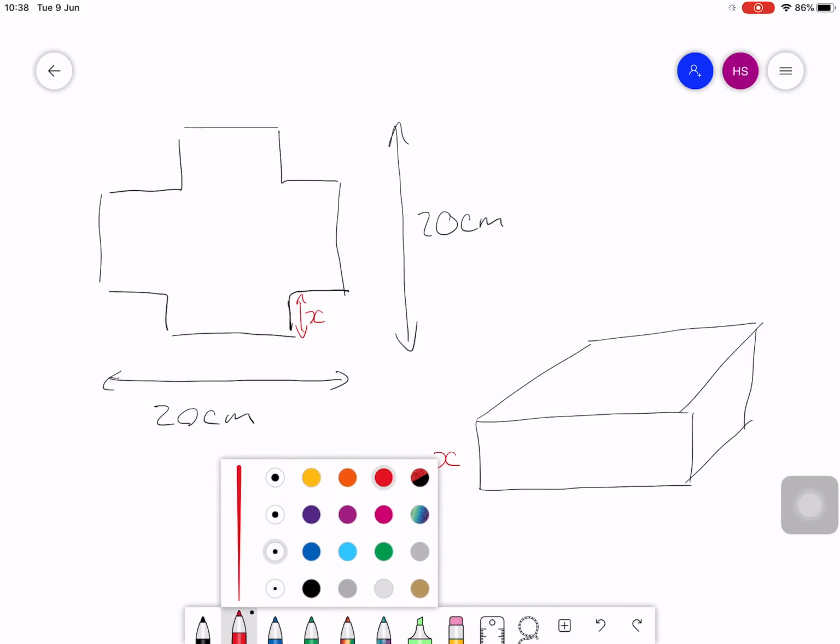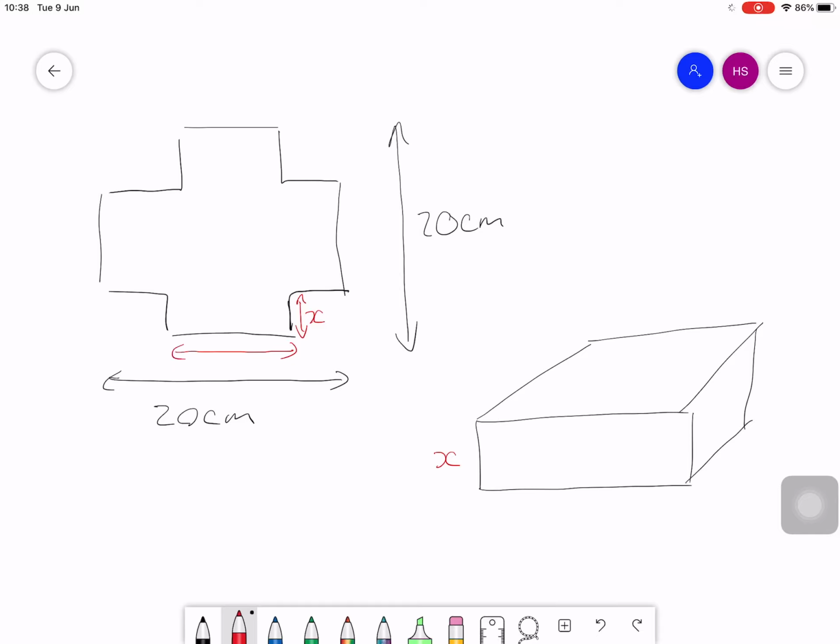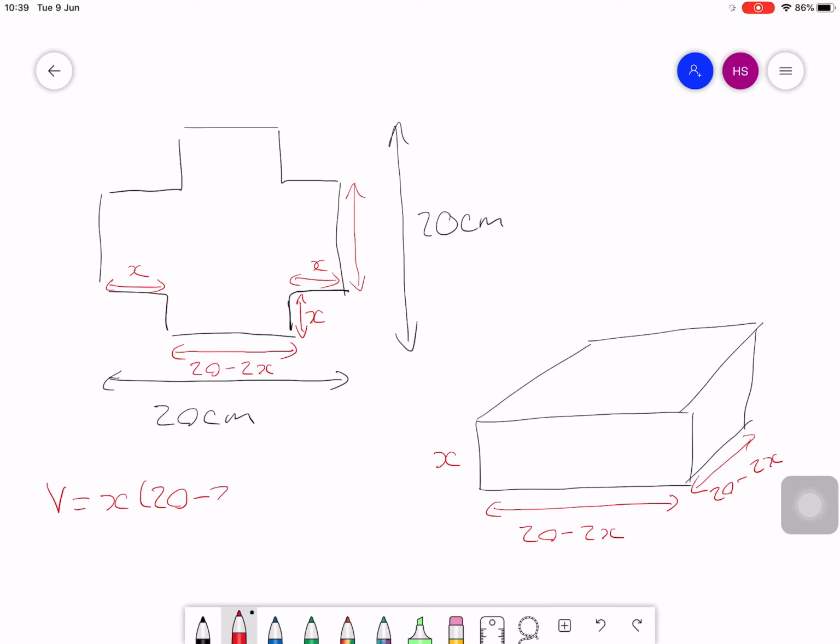And then what about the other sides? Because they're both the same as each other, those two sides become those two sides. Well, if I'm starting with 20 and I'm taking x away from each end, then that dimension is going to be 20 subtract 2x, and so is that one. So the volume is going to be x multiplied by 20 minus 2x multiplied by 20 minus 2x.